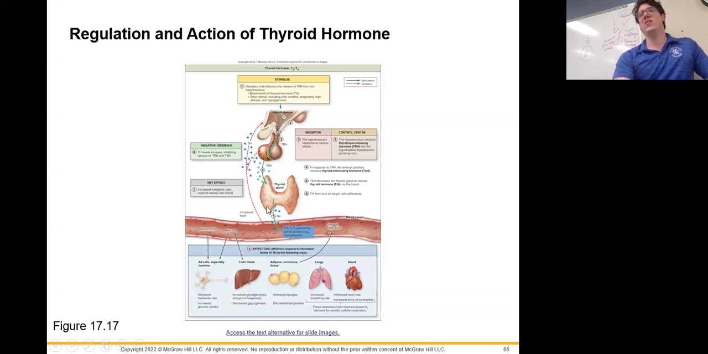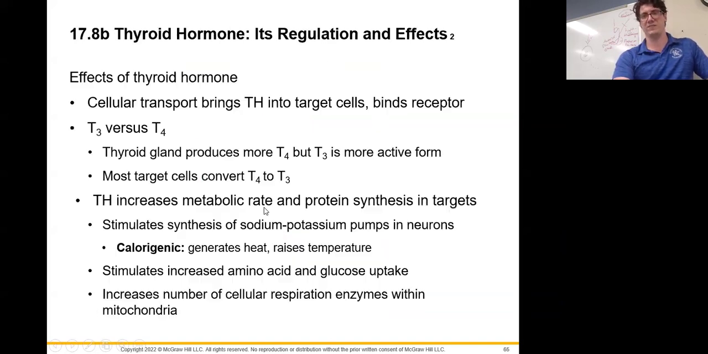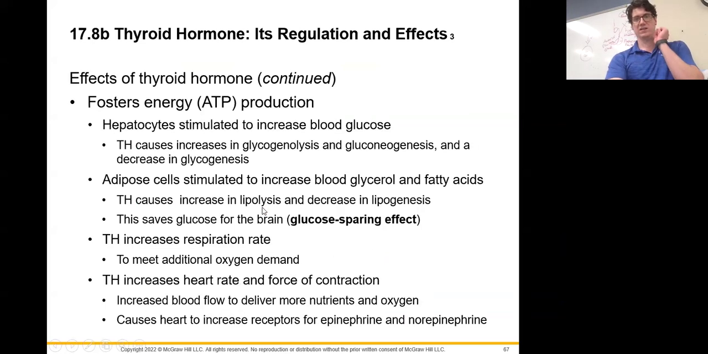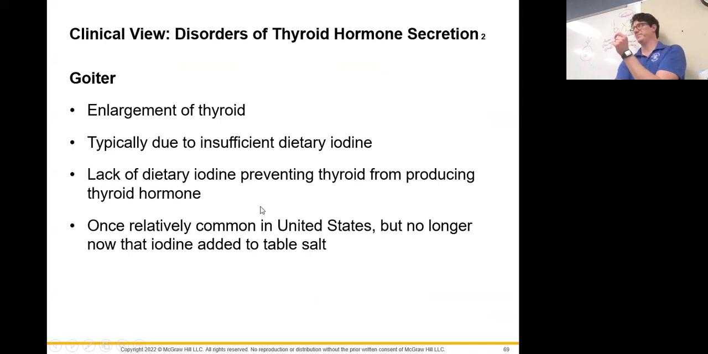However, this is all assuming we have iodine. If we do not have iodine, we cannot produce the final version of the protein. We cannot produce thyroid hormone. So that pre-thyroid hormone just builds up in our thyroid, and it grows and grows and grows, and we call this a goiter. This used to be a bigger problem than it is now. That's because we started supplementing people's iodine intake via salt.